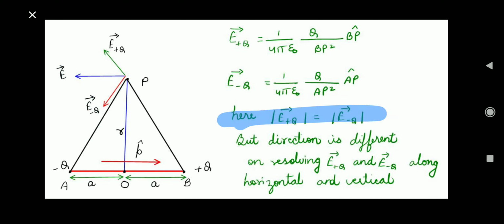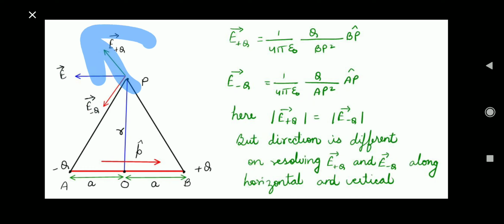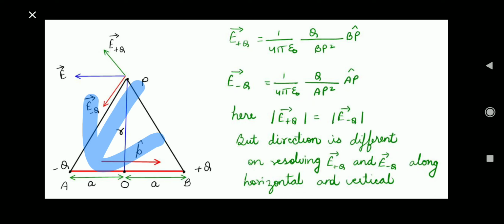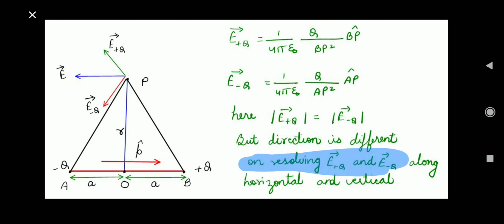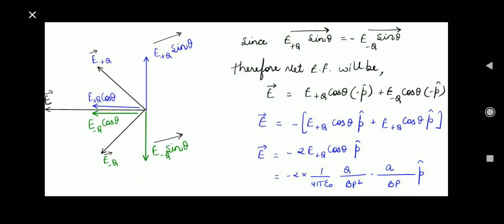Now as we studied, their magnitudes are equal, but you can see the directions are not the same. Directions are different. One is going in this direction and the other in this direction. Two different directions we have for two vectors. To calculate the resultant electric field using these two vectors in different directions, we could use the parallelogram law of vector addition. But before that, let us resolve these electric field vectors along horizontal and vertical directions. So how will we resolve?